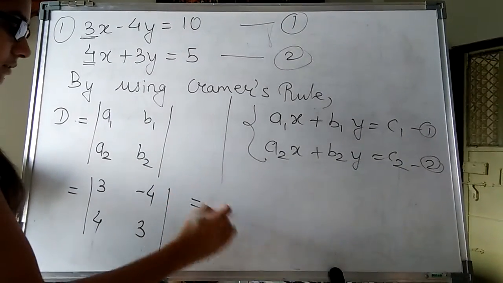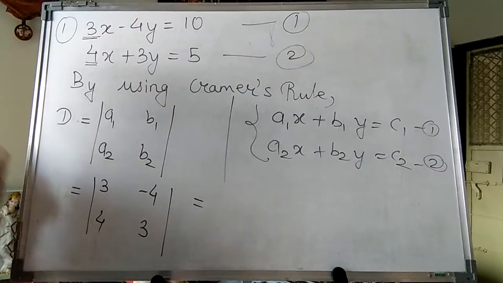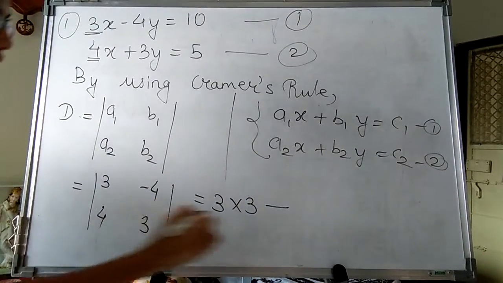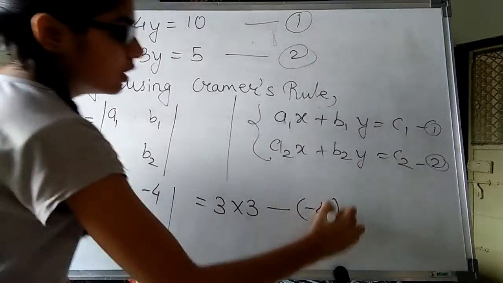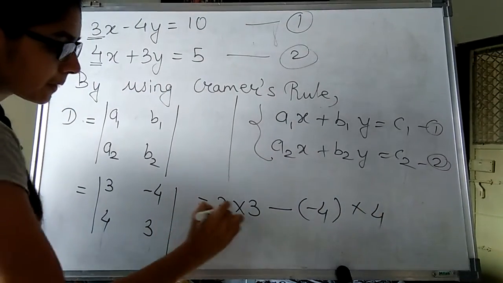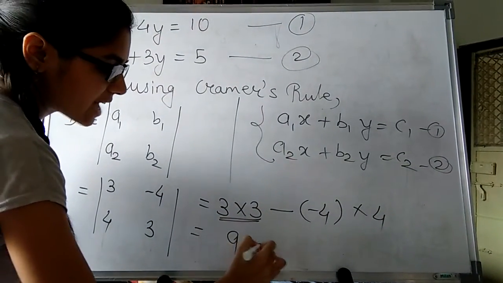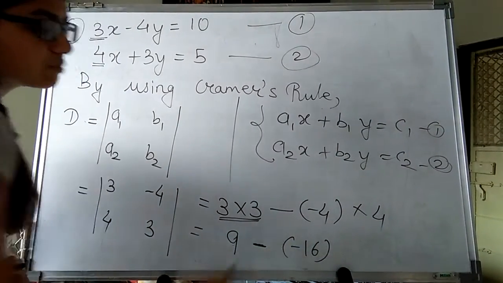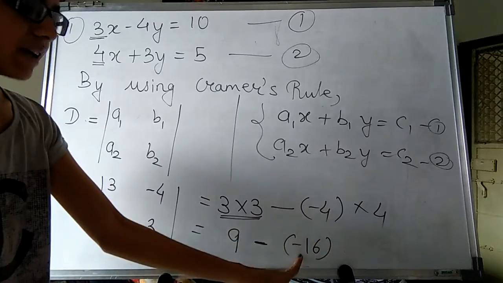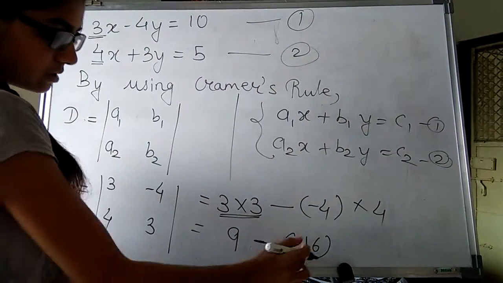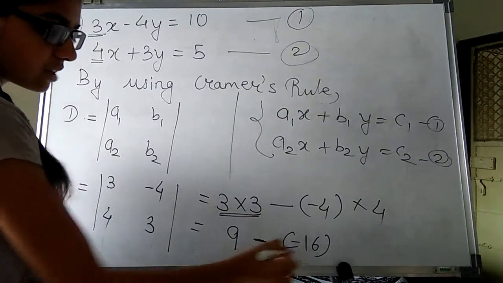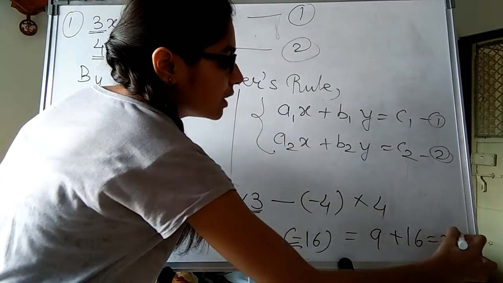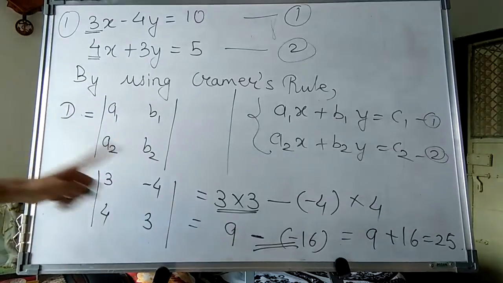I'm writing it here. Value of D, you are very well known about that. 3 into 3, subtraction, -4 into 4. Don't forget to give brackets. 3 into 3 first, 9, minus as it is. What is -4 into 4? -16. Don't forget to give the minus sign, because plus minus becomes minus in multiplication. Now for this subtraction, what will you solve first? Signs are together, so solve it and write it. 9 plus 16. So this is 25. So this is your value of D. D is 25.